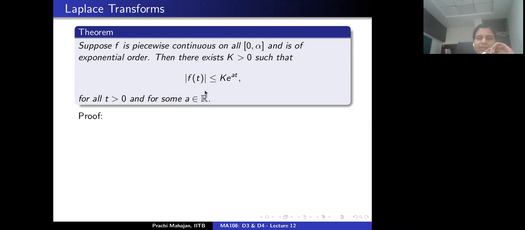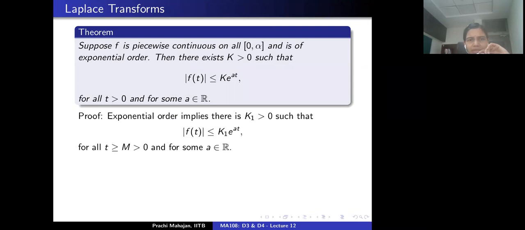As far as the Laplace transform is concerned, right? So let me clarify here. When we say that f is of exponential order, this growth restriction is required only from some stage onwards. What this observation is saying is that if f is piecewise continuous, then this growth restriction is actually true throughout the interval 0 to infinity.